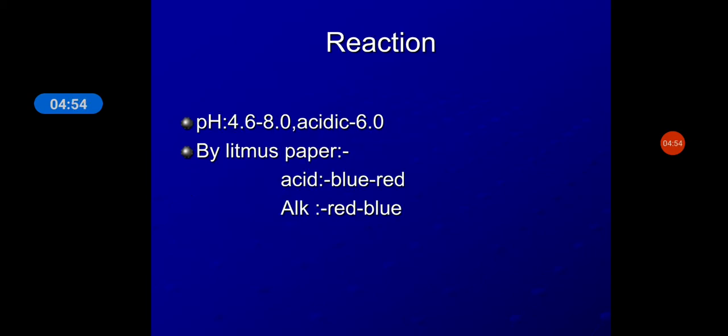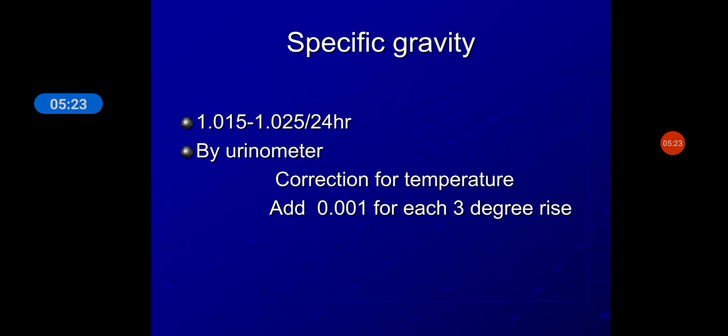How will you know the pH? Basically there is a litmus paper. Ideal urine pH is 4.6 to 8. It is basically slightly acidic. So how will you know that this is acidic? If it is acidic, the blue litmus paper will turn red. If it is alkaline, the red litmus paper will turn blue. That is how you will check.